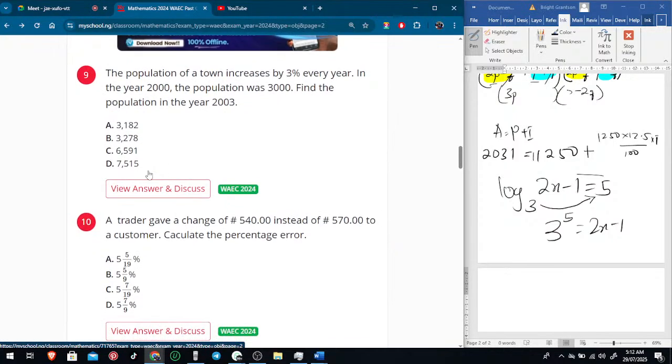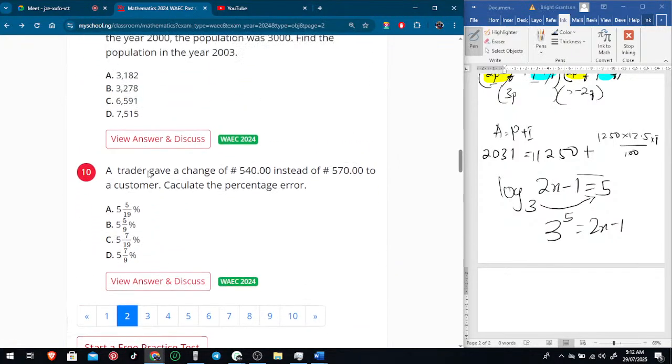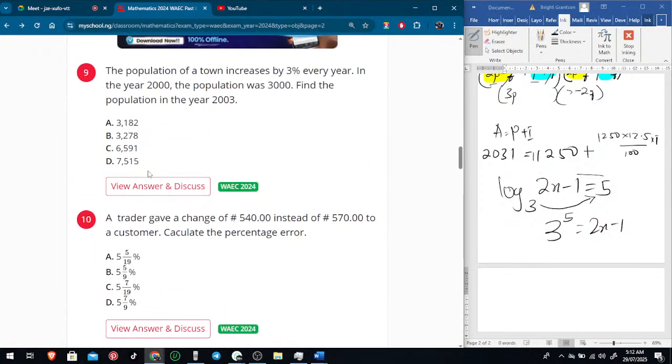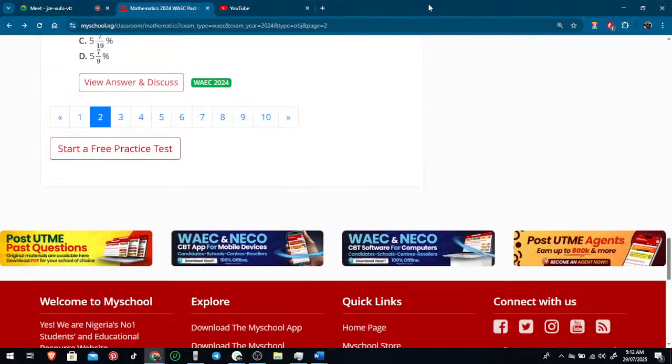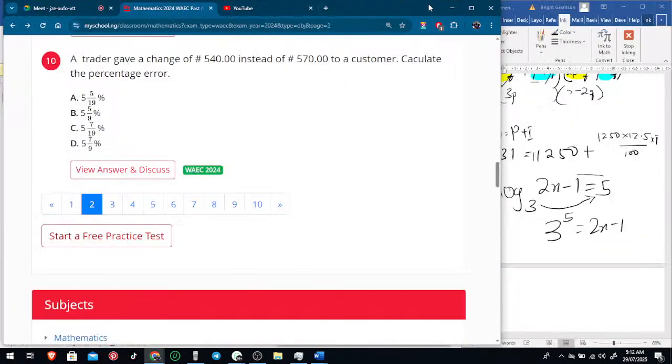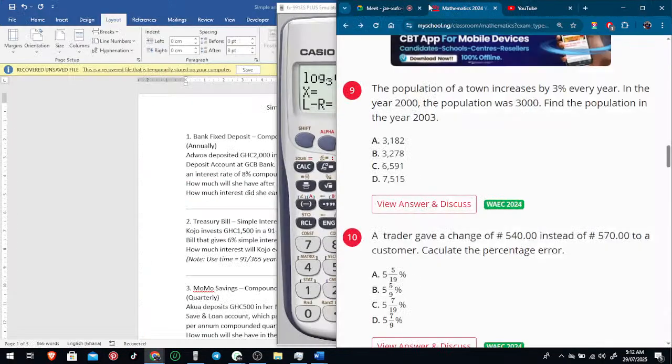The population of a town increased by 3% every year. In the year 2000, the population was 3,000. Find the population in the year 2003. Are you following? Yes, sir. I want to divide this screen into two.